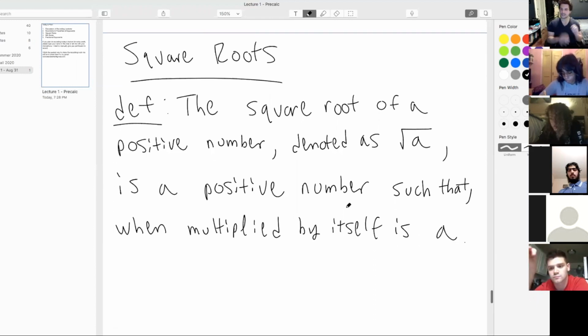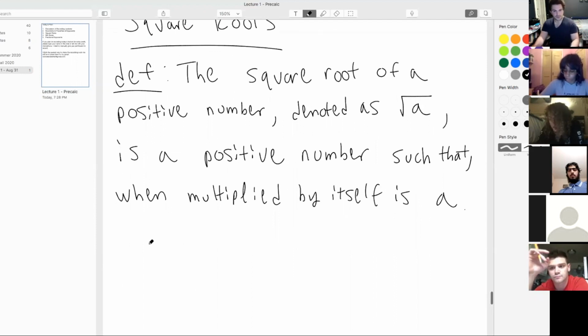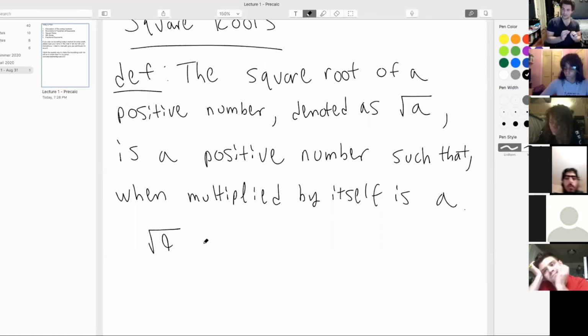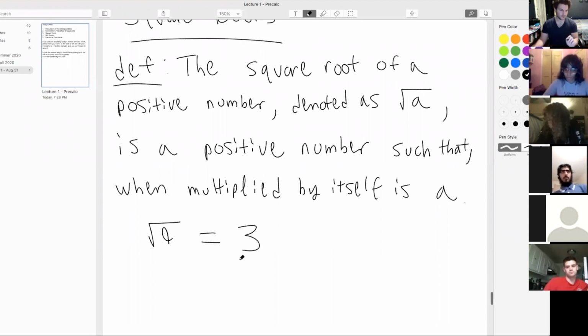Okay, I know that sounds kind of weird, but if you think about it, that is what a square root is. Just a quick example: square root of 9. We need to find a number such that when you multiply it by itself, you get 9. Well, doesn't 3 work? If I multiply 3 by itself, I will get 9. So thus, the square root of 9 is 3. All right, I hope that's cool.